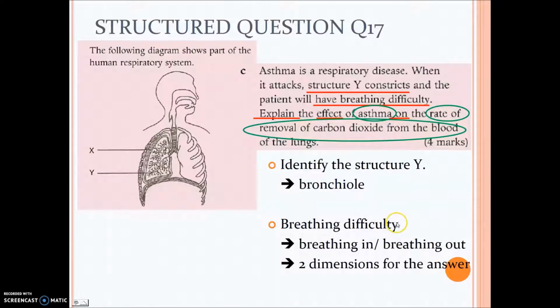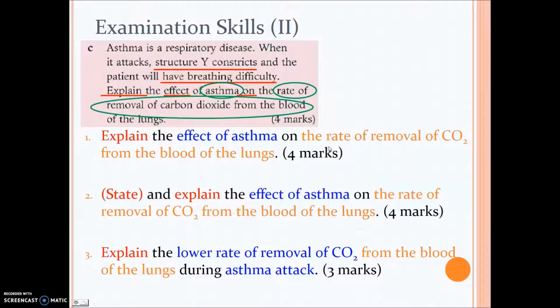If you need to explain the effect of asthma on the rate of removal of carbon dioxide from the blood of the lungs, so there is the question, here come the examination skills. The first one is the flowchart, and the second one is these examination skills. How much do you need to answer?